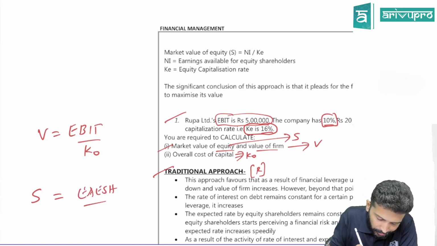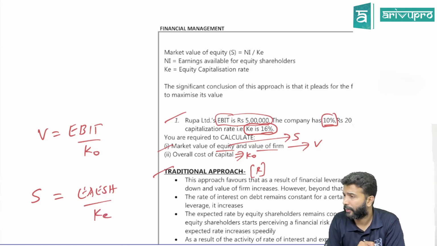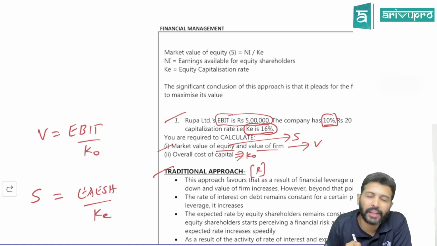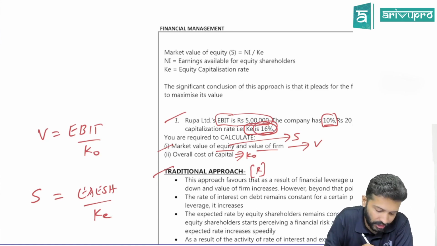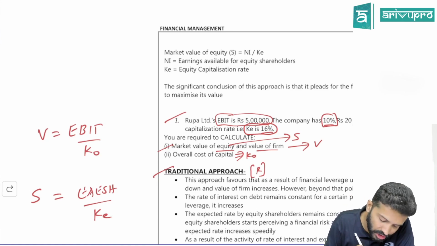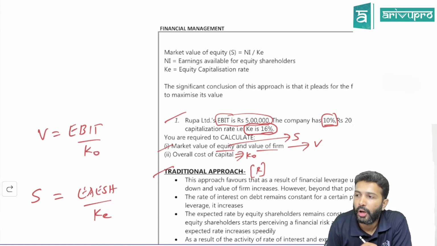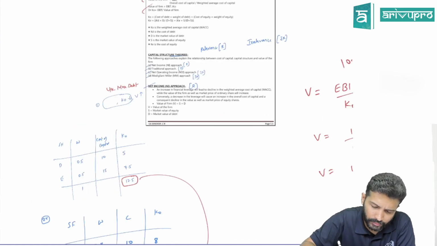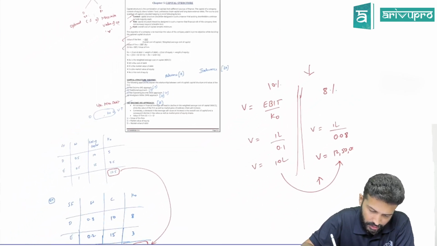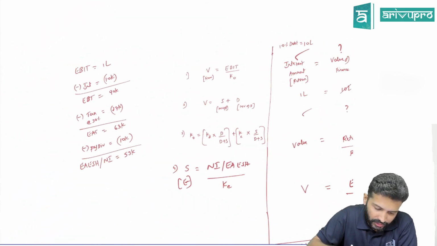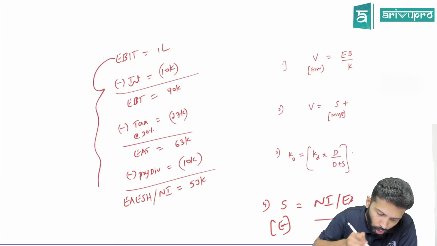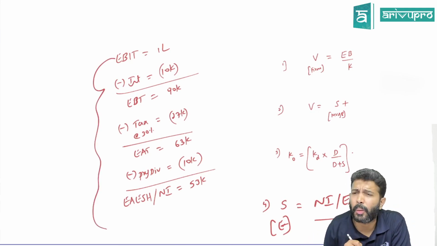E should be divided by cost of equity. Has the cost of equity been given in the problem? Yes, it is 16%. Has EPS been given in the problem? No, but can you find it out? Yes. How do you find EPS, sir? Just now I put it up here. EPS is nothing but, from EBIT, if you deduct all these components, you're going to get EPS any which way.